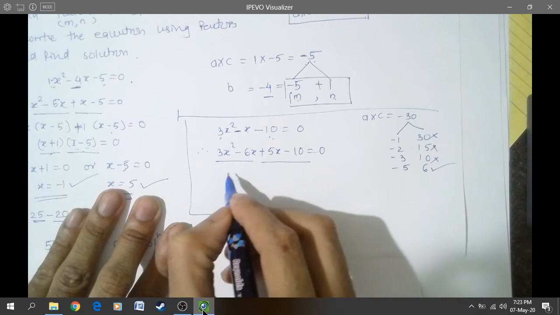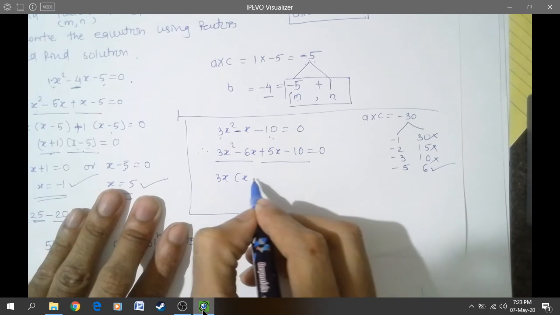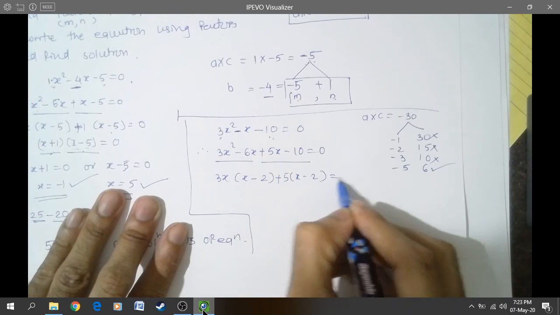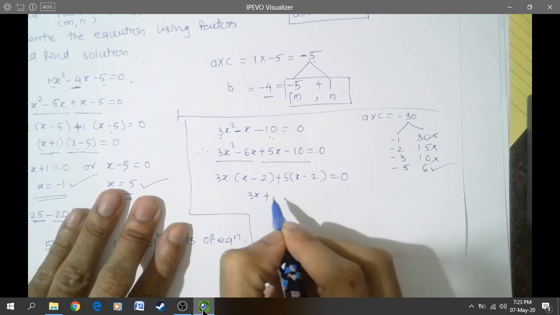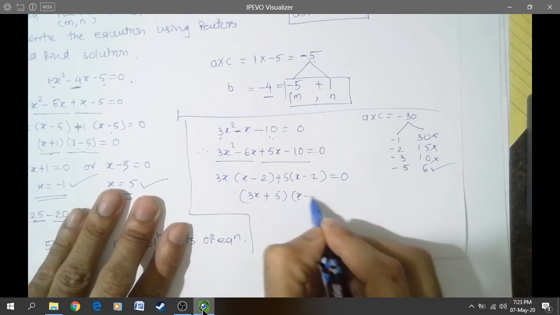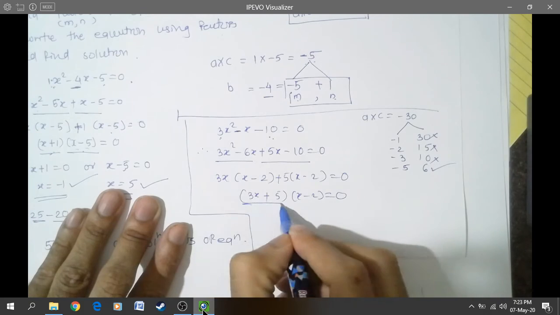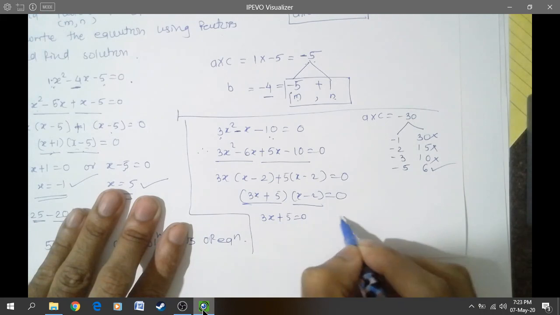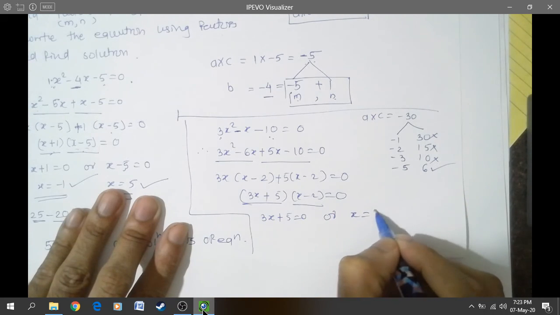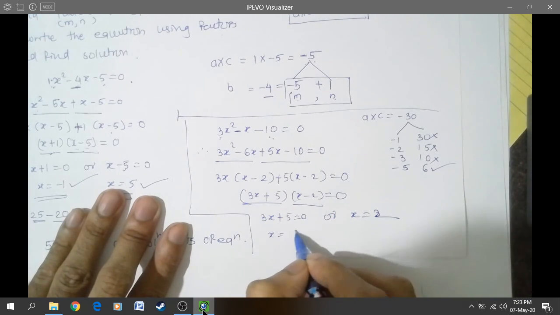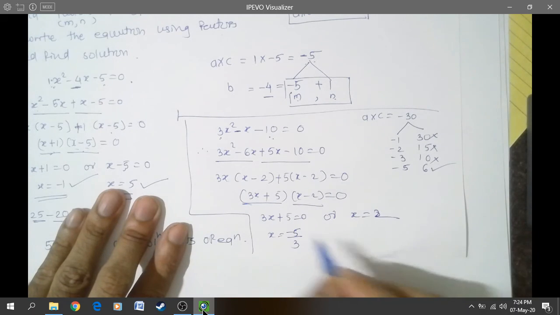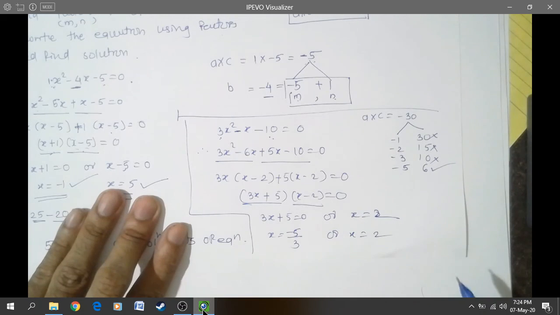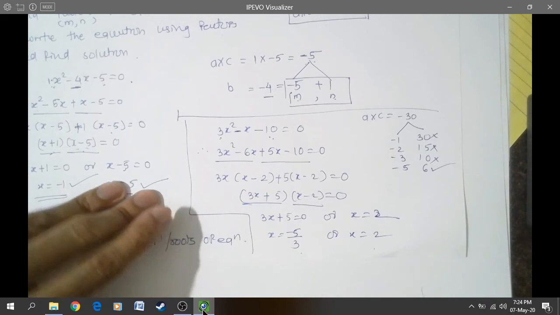Now we can find that 3x is a common factor. 3x plus 5, and x minus 2, x minus 2 and 5 is equal to 0. 3x plus 5 and x minus 2 are the linear factors of this. So now we can rewrite: 3x plus 5 is equal to 0 or x minus 2 is equal to 0, so x is equal to minus 5 by 3 or x is equal to 2. So these are the roots of our equation.